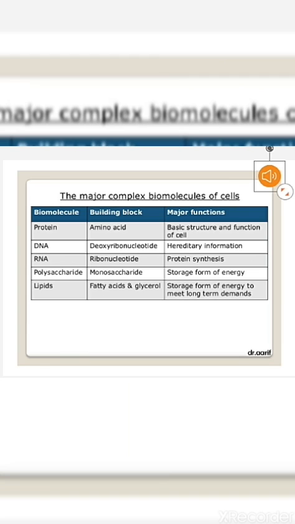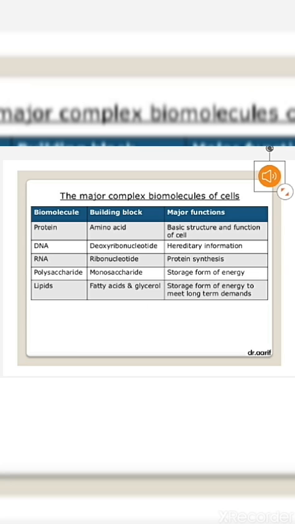There are a number of biomolecules. Here a list is given of the building blocks of those biomolecules and their functions. Carbohydrates are energy giving food material or energy giving biomolecules. Their building blocks are monosaccharides. Proteins are body building materials. Amino acids are their major constituent.